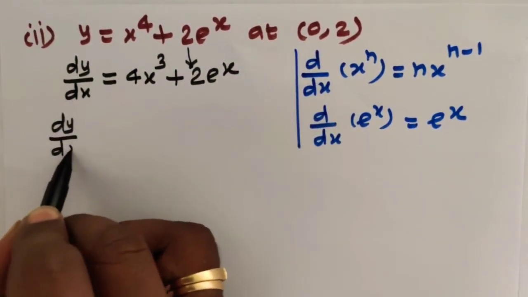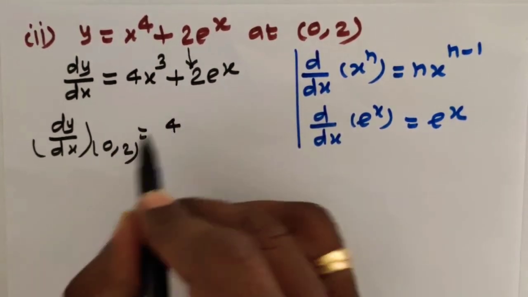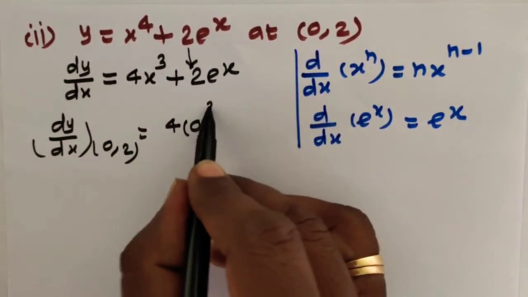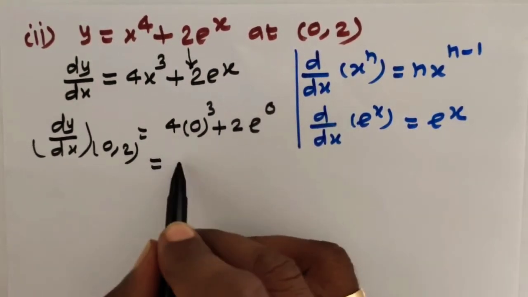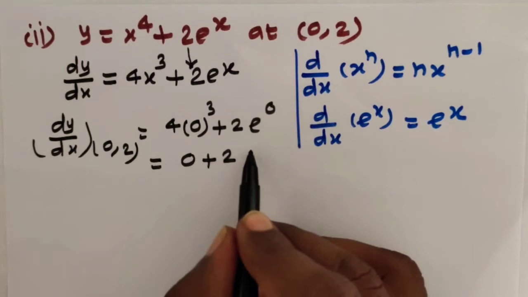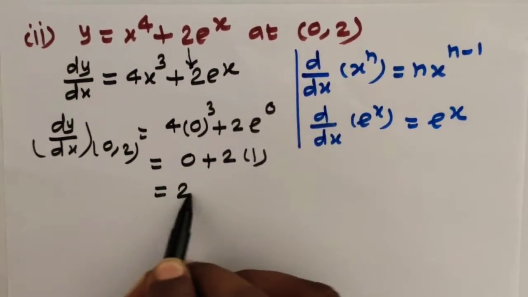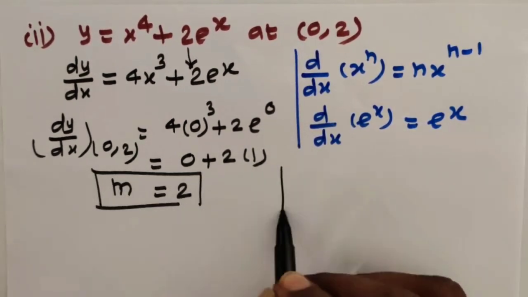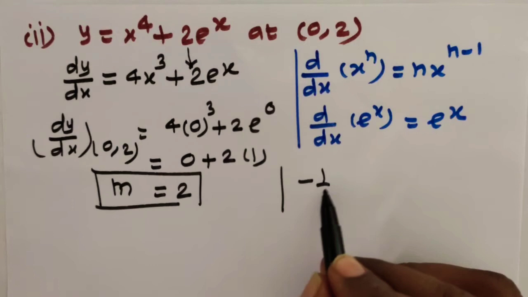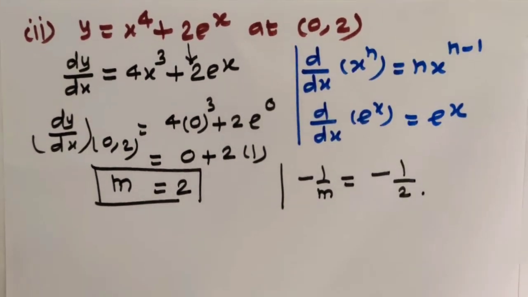Now slope of the tangent at the point (0, 2) is 4 into value of x is 0, 0 cube plus 2 into e power 0. 4 into 0, 0, plus 2 into e power 0 is 1, which is equal to 2. This is the slope of the tangent m, and slope of the normal minus 1 by m is equal to minus 1 divided by 2.